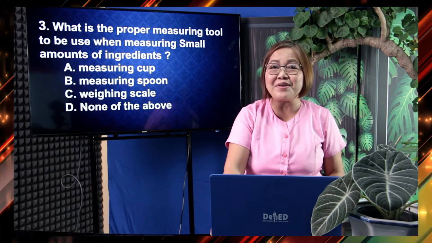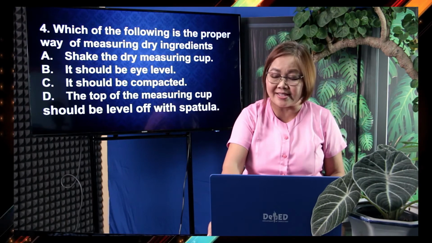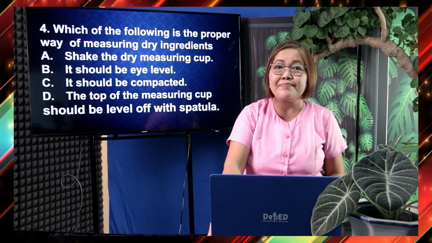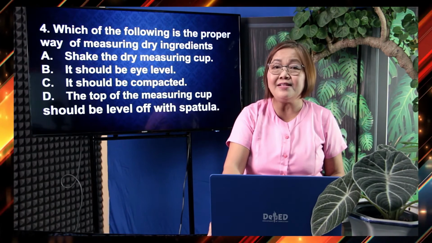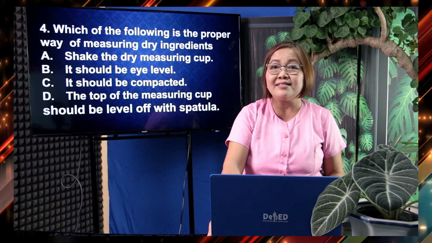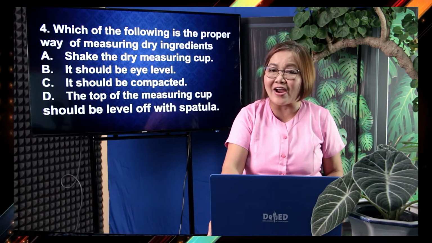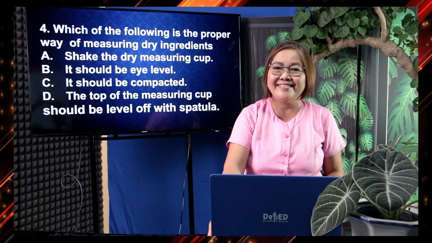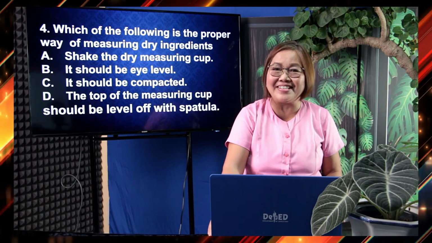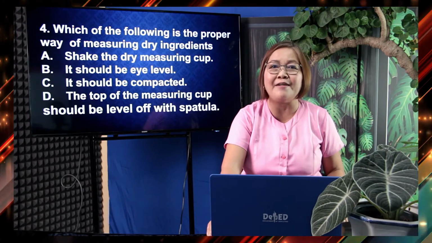Okay, next, number 4. Which of the following is the proper way of measuring dry ingredients? A. Shake the dry measuring cup. B. It should be eye level. C. It should be compacted. Letter D. The top of the measuring cup should be level off with the spatula. Time starts now. Okay, time's up. The correct answer is letter D. The top of the measuring cup should be level off with the spatula.